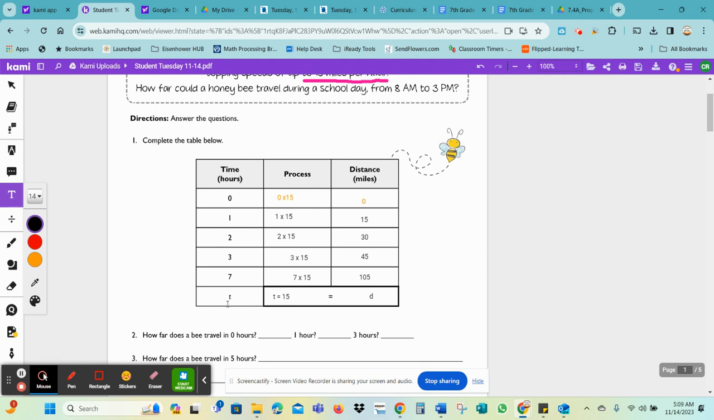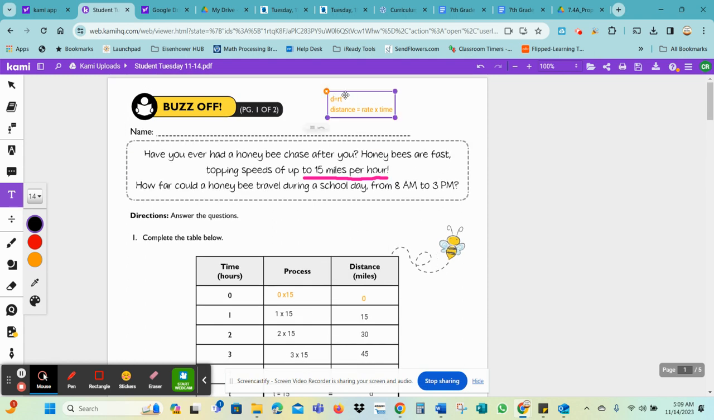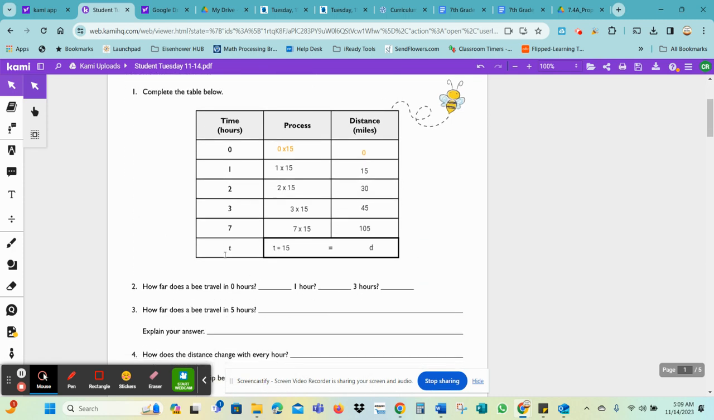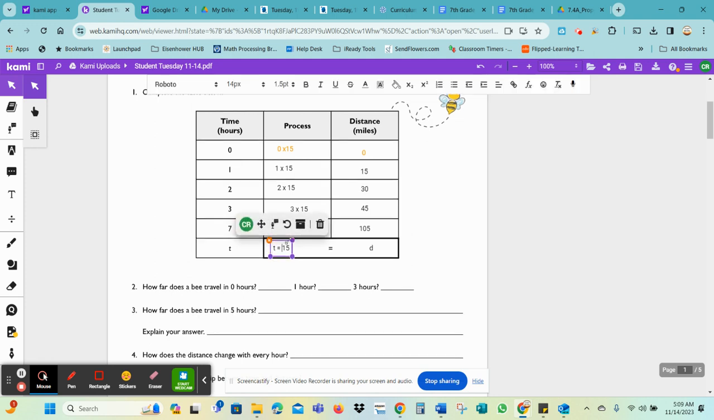So looking at what we talked about earlier, the distance equals rate times time, then here the time would be t. So t, and I'm supposed to put multiplication, so t times 15 equals d, the distance. So we take a look at the time, we multiply it by how fast it goes per mile, and that's going to get us our total distance.